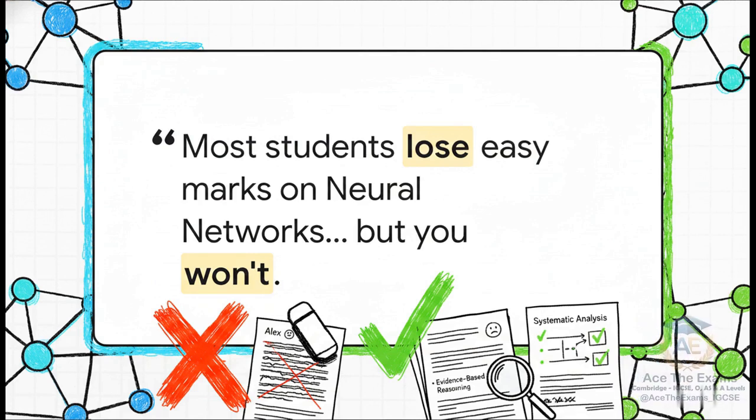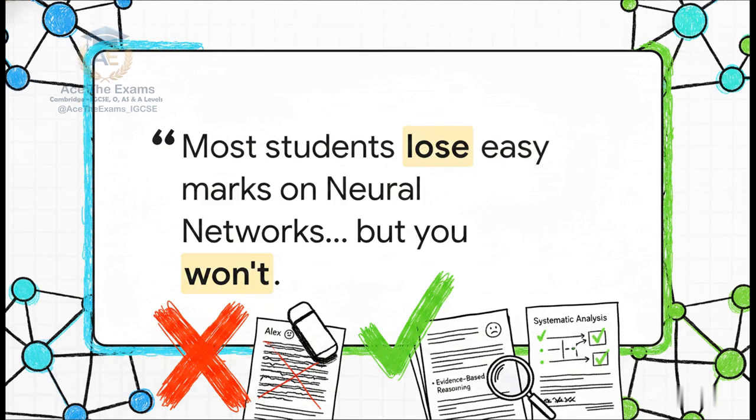The examiners are practically begging you to follow a specific structure. They want to see systematic analysis. They want to see evidence-based reasoning. When Alex writes a literal novel about the biological history of neural networks, the examiner just sighs, shakes their head, and reaches for that red pen. When Sam gives a brief, one-sentence answer to a high-value evaluate question, it's an automatic, painful loss of higher-order marks.